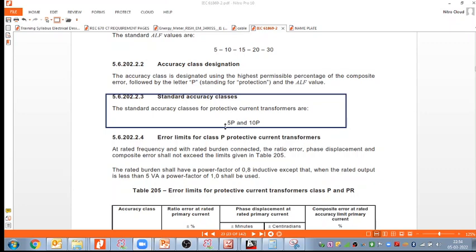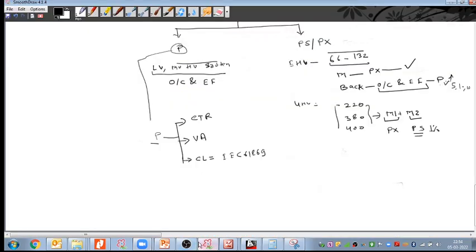So now let me come back to the accuracy class. As per 61869, 5P and 10P are available. P stands for protection, 5 stands for 5% error in the CT current transformation. So 10 we do not take, 5 we take. So 5P is the standard accuracy class. CTR is done, accuracy class is done, same as the metering. Accuracy class 5P.